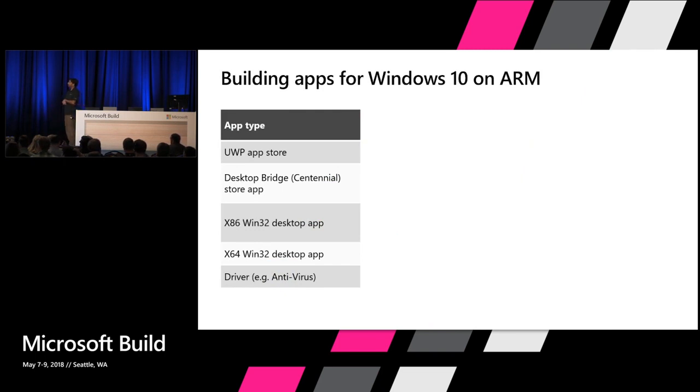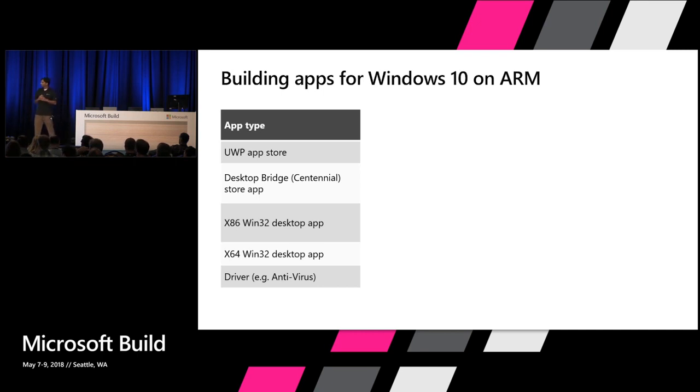So if you think about apps, roughly, these are the big buckets of apps that exist on Windows. You have a UWP app. You have a desktop Bridge Centennial app. You have a Win32 desktop x86 app. And you have a 64-bit x86 Win32 desktop app. And then you have an app with a driver. So these are things like your Symantec or your CD burning software or one of those things.